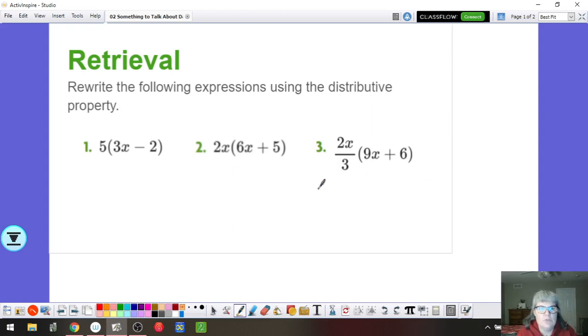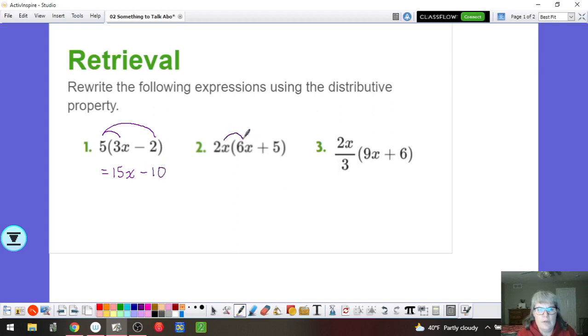So on these first three, we're going to use the distributive property. Distributive property means we take this term that's in front and multiply it with each term inside the parentheses, so each term of the expression. So 5 times 3x is 15x. 5 times negative 2 is negative 10.